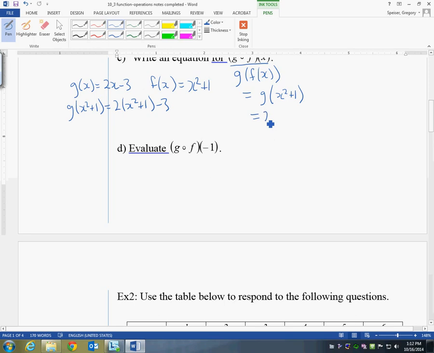So I'll write this here, 2 times x squared plus 1 minus 3. And now if I multiply it out, I get 2x squared plus 2 minus 3. So my final answer is 2x squared minus 1.